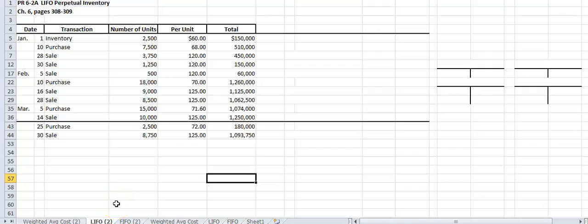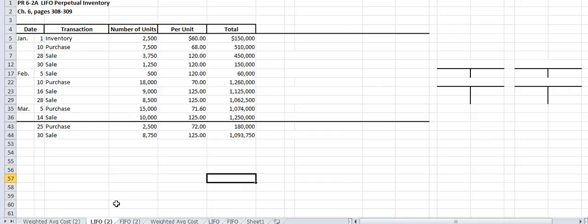Okay, so now I'm going to explain the second cost flow method, or really the third, because I already explained specific cost identification. The second one that I explained through video was FIFO. So if you haven't seen the FIFO video, I would recommend you see that one first, because in my introduction I speak about the cost flow methods and so forth, and I give a summary.